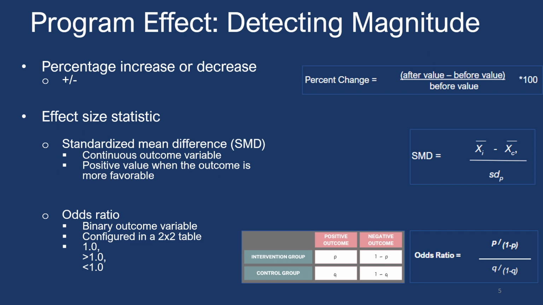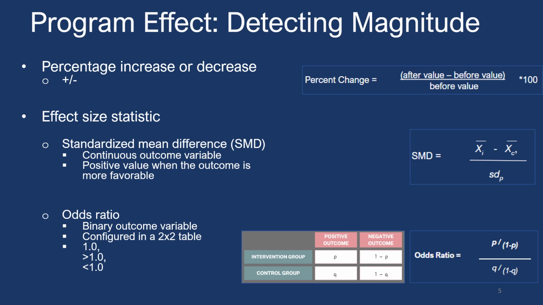One such approach is simply to present the percent change, which reveals the percentage increase or decrease. I've put the formula as a reminder on the slide. An example is if we have a pre-measure of 42 points and then post-program we have a measure of 75 points, we calculate the percent change here, which in this case represents a 78.6% increase.